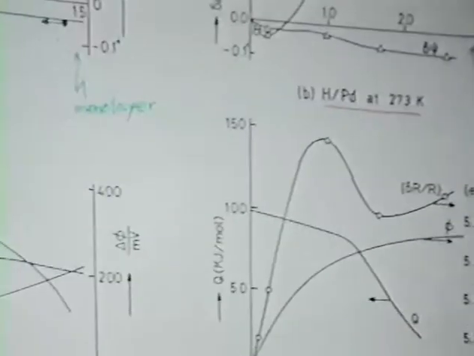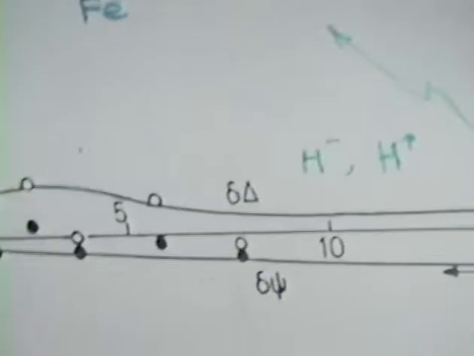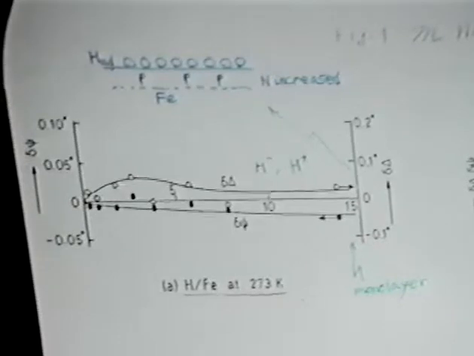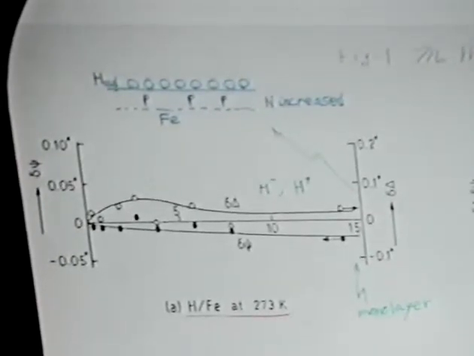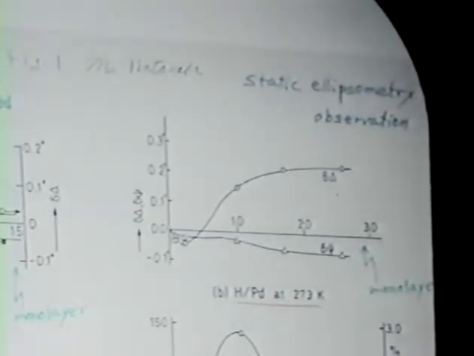Now, I start with the static observation by using the manual type ellipsometer. Here, the changes in the ellipsometry parameters delta and psi are plotted against the absorbed amount. In figure A, the effect of absorption of hydrogen on iron, and in B, you may find the reaction. Sorry.